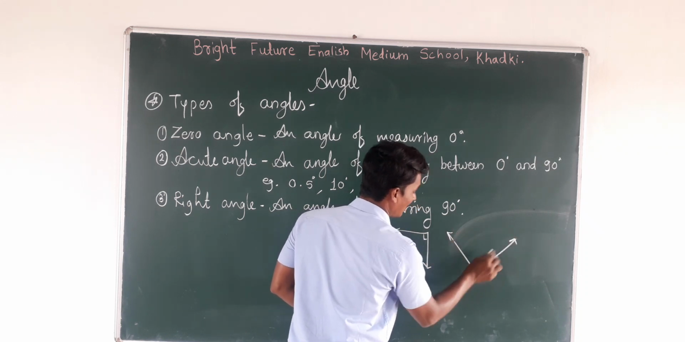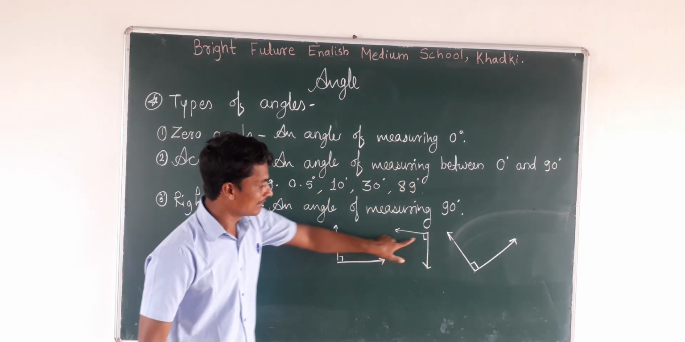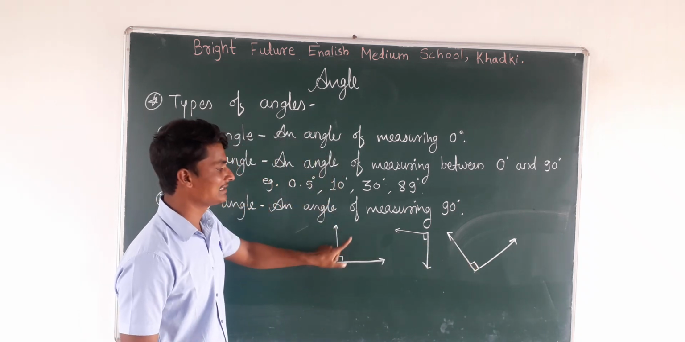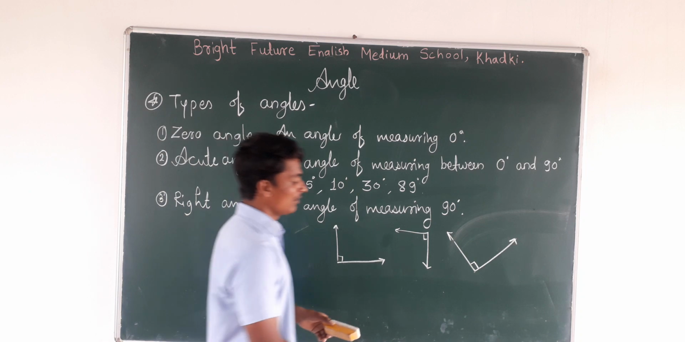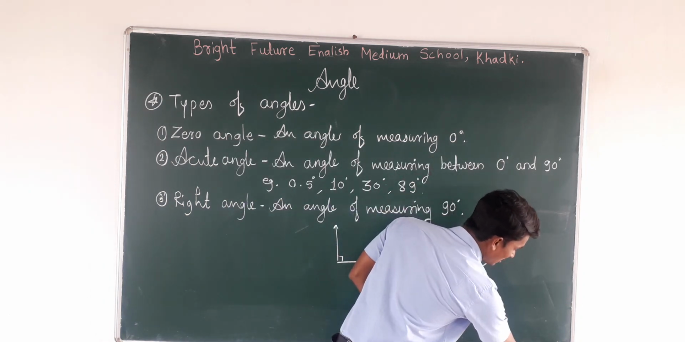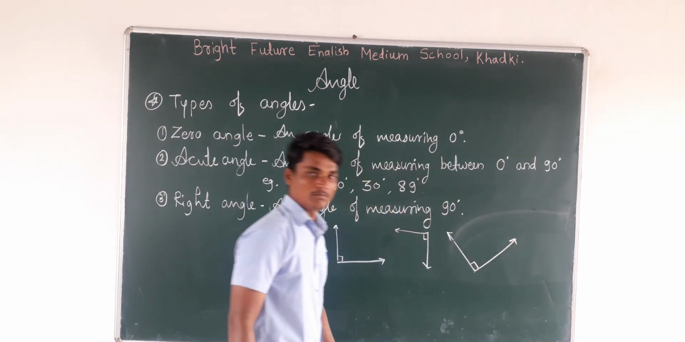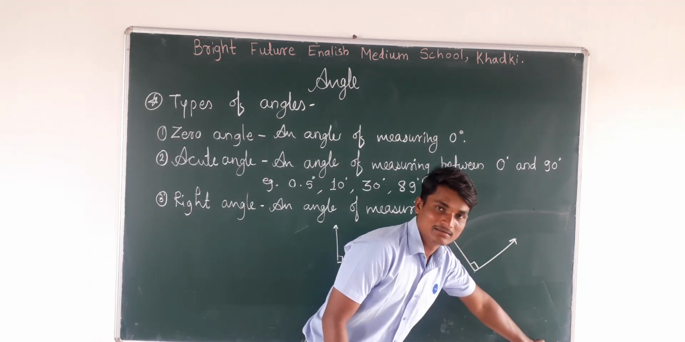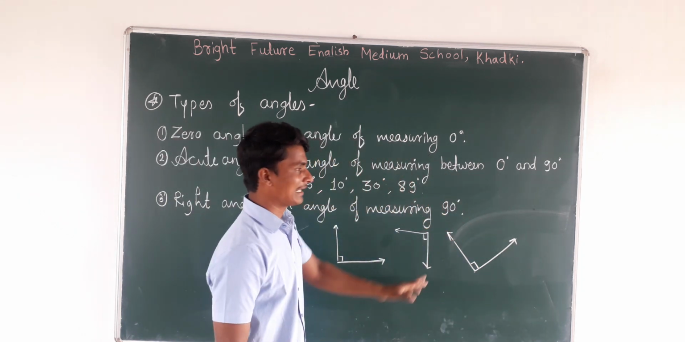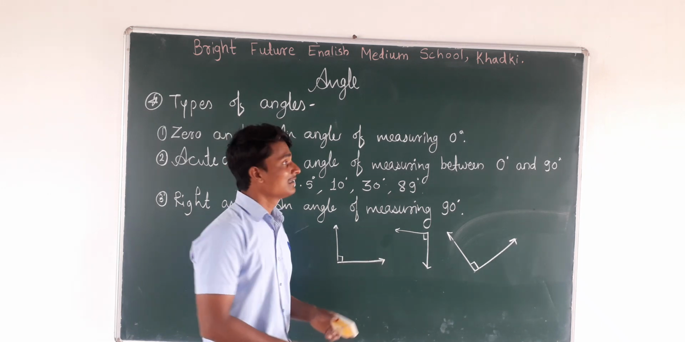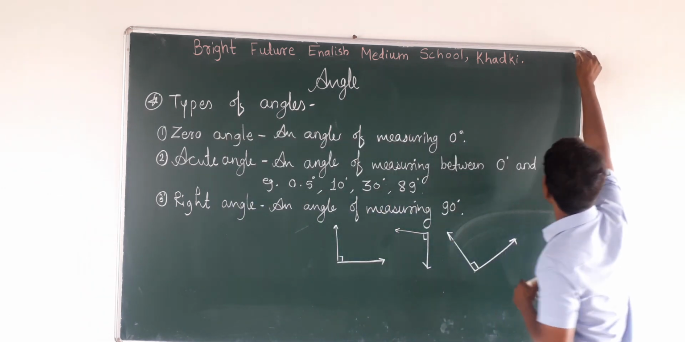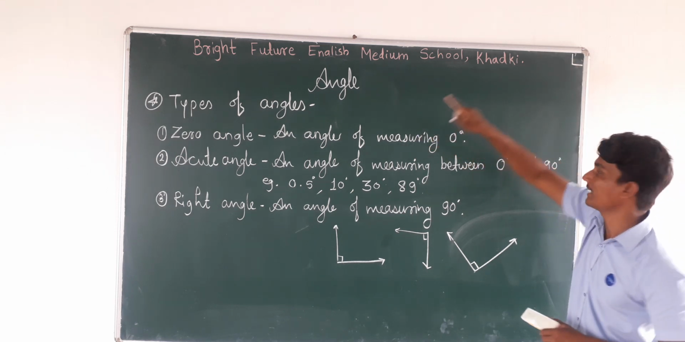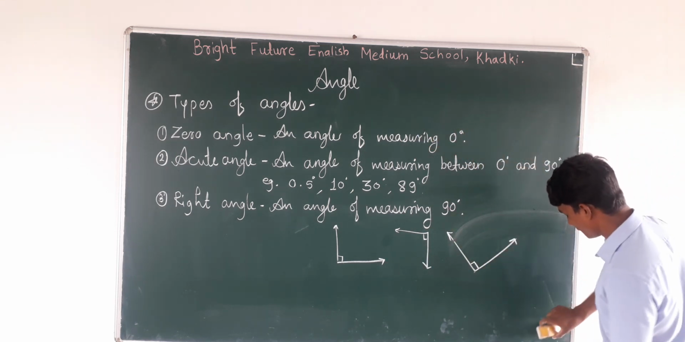This angle is called a right angle, and a right angle is indicated by this symbol. This symbol indicates that the measure of this angle is a right angle. For example, when we see the corner of this blackboard or green board, the corner of this green board is a right angle. When we see the ground, this corner is also a right angle, that side corner is also a right angle, or that side corner is also a right angle.